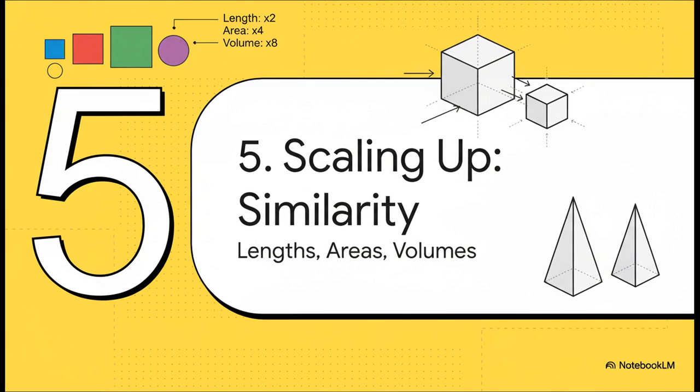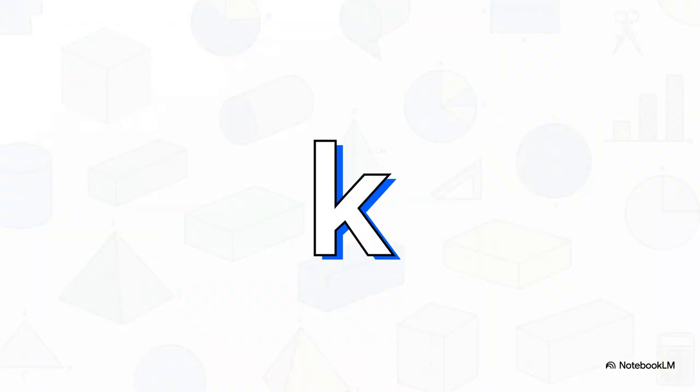Let's switch gears a bit and talk about what happens when we make a shape bigger or smaller. This whole idea is called similarity. And here's the thing, when we scale a shape up, its lengths, area, and volume don't all change in the same way. There's a really specific and actually quite simple set of rules for this. So let's start with the basics. We'll call the length scale factor K.